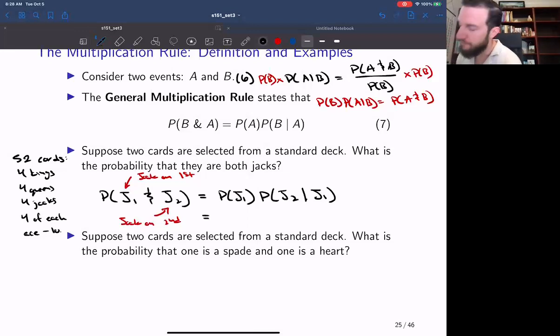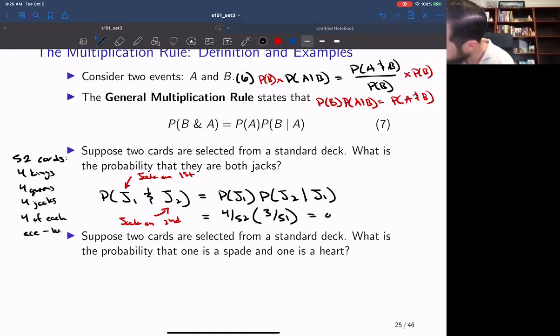Okay, so there's 52 cards in the deck. 4 of them are jacks. So this is going to be 4 over 52. And then we have taken 1 jack out of the deck. So our second probability is going to be 3 over 51. 3 remaining jacks out of 51 remaining cards. And this gives us 0.005.